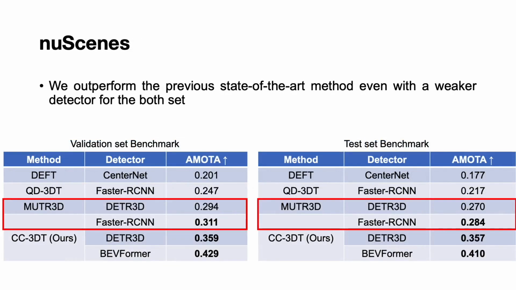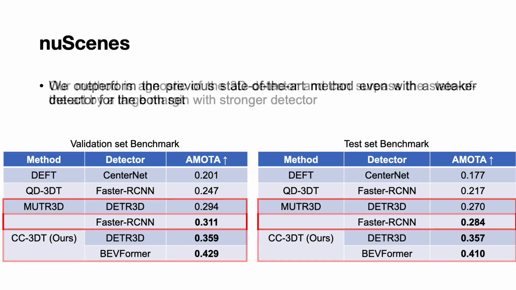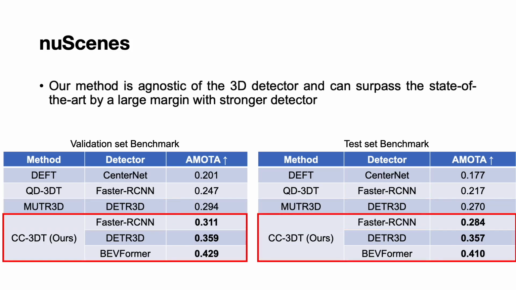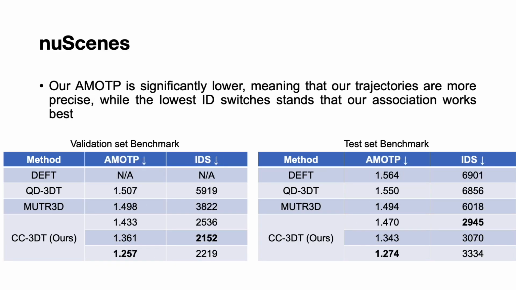On the nuScenes benchmark, for both the testing and validation set, we outperform the previous state-of-the-art method, MUTR-3D, even with a weaker detector. Since our method is agnostic of the 3D detector, we can utilize stronger, recently published methods and surpass the state-of-the-art by a large margin. Also note that our AMOTP is significantly lower, meaning that our trajectories are more precise. We also have the lowest ID switches, meaning that our association works best.